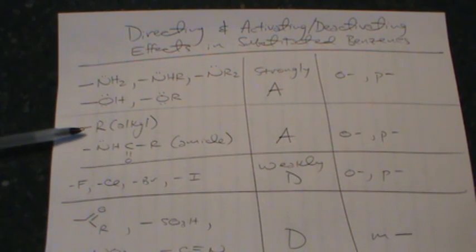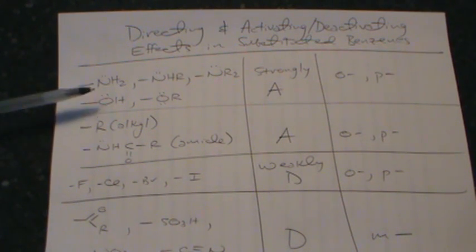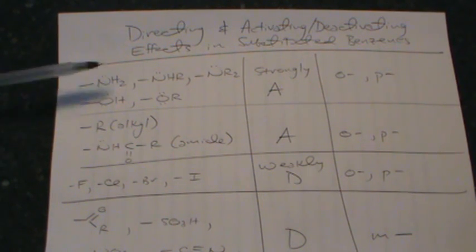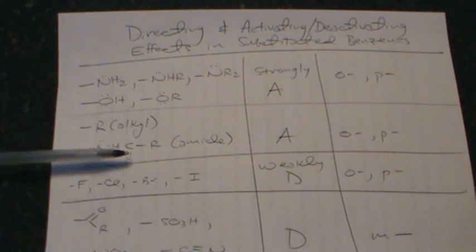Now we move down to the alkyl groups and the amide group. They're activating, not necessarily as strongly activating as these up here, but they are still nonetheless activating. And so what does it mean to be activating? It means that the reaction of an aromatic compound that has one of these activating groups on board would be faster than the corresponding reaction taking place with benzene alone, minus these activating groups.